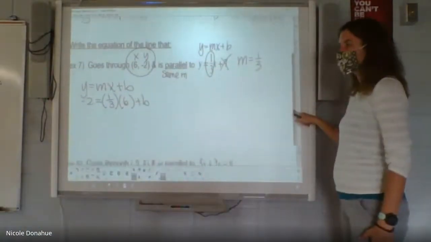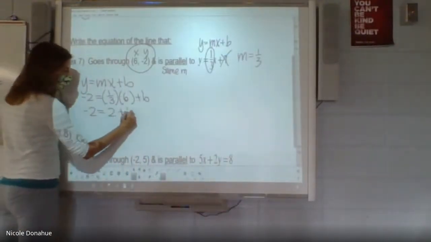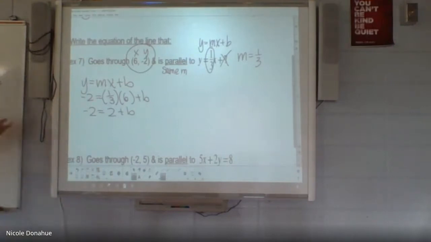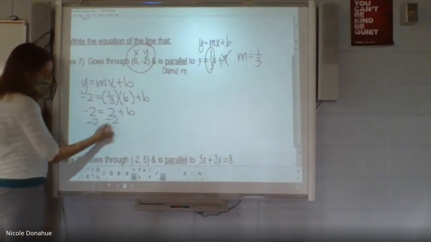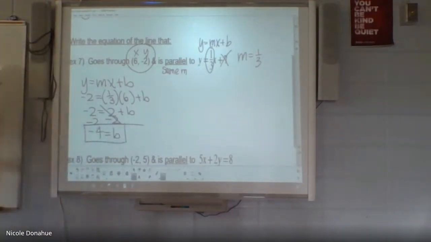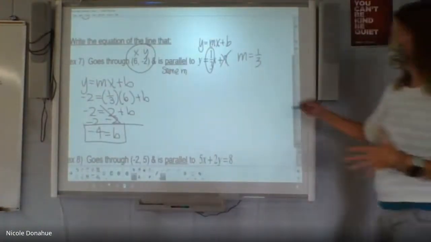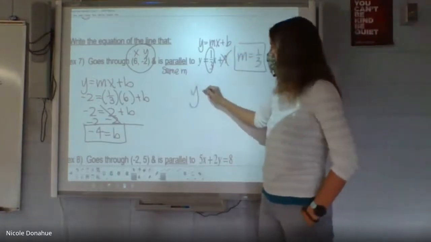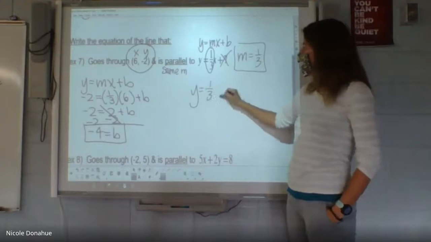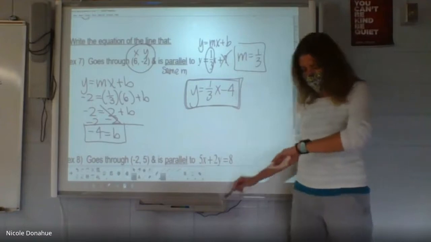What's 1/3 of 6, you guys? 2. So then I can move that 2 over to solve for my b. Now I found my new b for my equation that's parallel to that line that goes through (6, -2). Again, you could have done this using graph paper, but knowing how to do it algebraically is going to be really helpful here. So y = mx + b. The final answer is we want to write it as an actual equation.